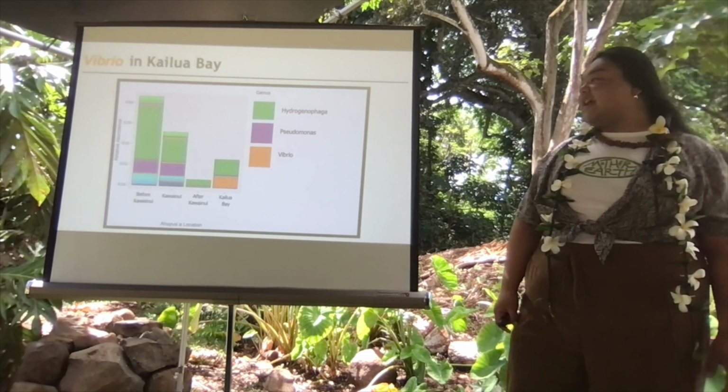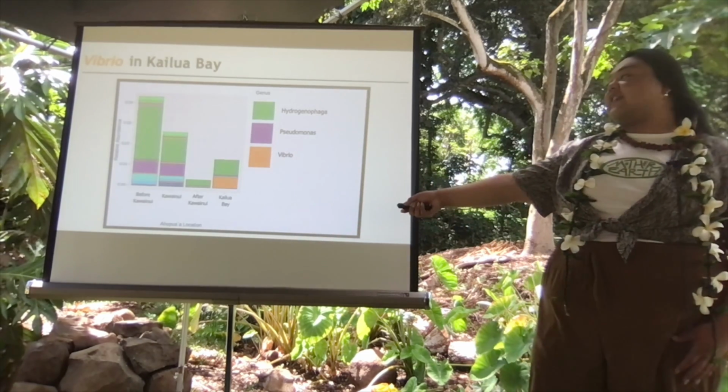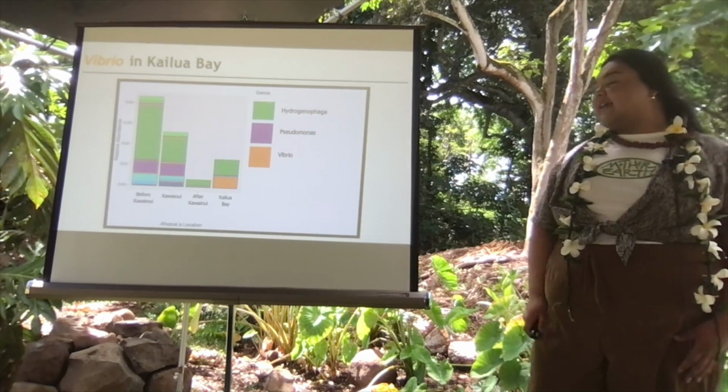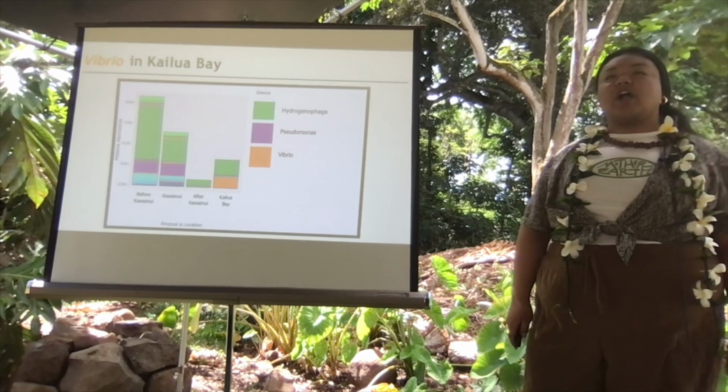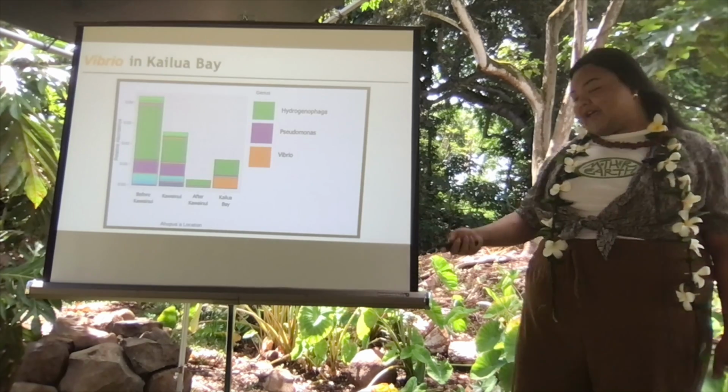And we also wanted to point out Vibrio, because you can see here in Kailua Bay, there's a large genus that's not present in other bins. And that is because Vibrio is a common marine bacteria, which is why we see it in such high abundance in Kailua Bay.